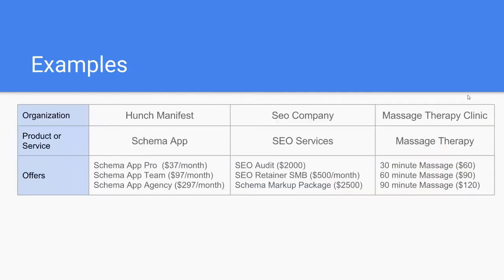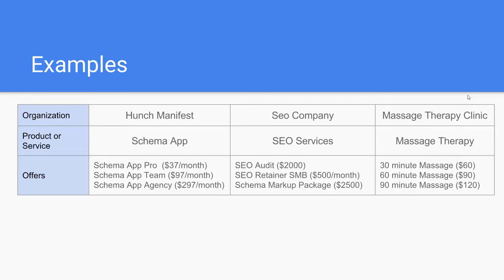Hunch Manifest is the organization that is the creator of the product Schema App. And the offers that Schema App has are Schema App Pro, Schema App Team, and Schema App Agency. And you can see that there are prices associated to those. If you're an SEO company, your service might be SEO services, and the very specific offers could be an SEO audit, an SEO retainer for small and medium business, and maybe a schema markup package. And then something totally different, like a massage therapy clinic, you might offer massage therapy, and then you have offers of a 30-minute massage, a 60-minute massage, or a 90-minute massage.